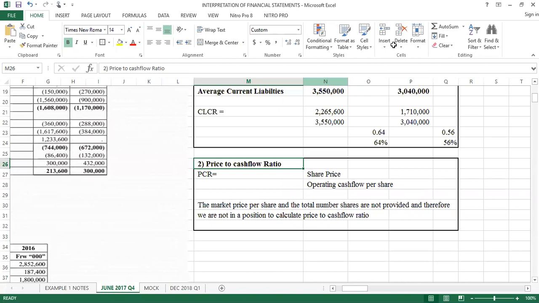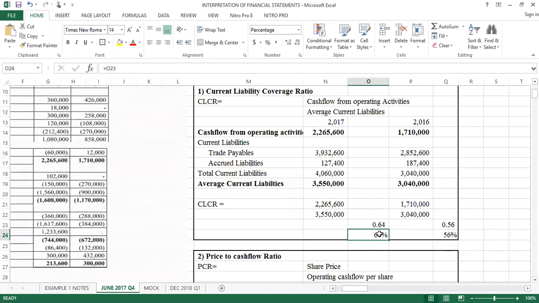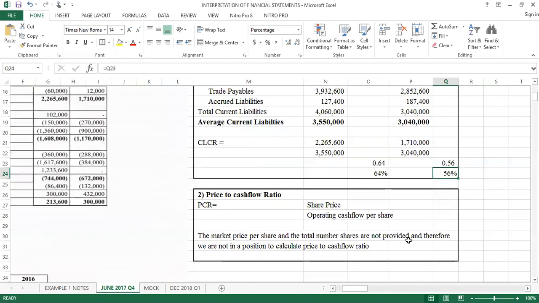Yes, Galaxy, what does this mean? It means in 2017, we are only in a position to cover 64% of current liabilities using our operating cash flow. So you can say operating cash flows can only cover 64% of the current liabilities. Here, our operating cash flow can only cover 56% of the current liabilities.